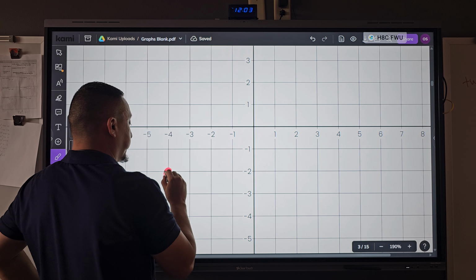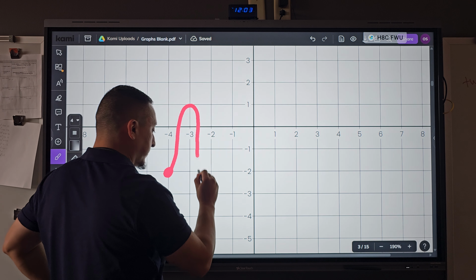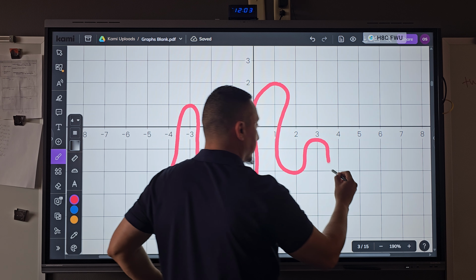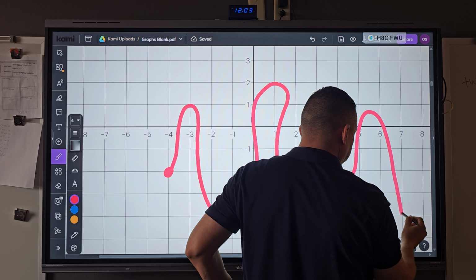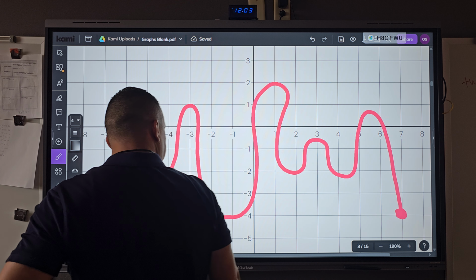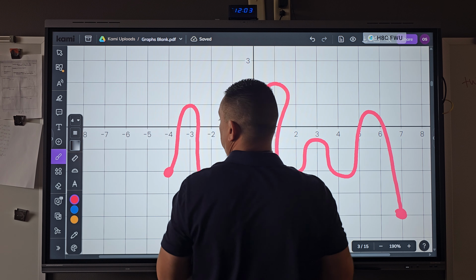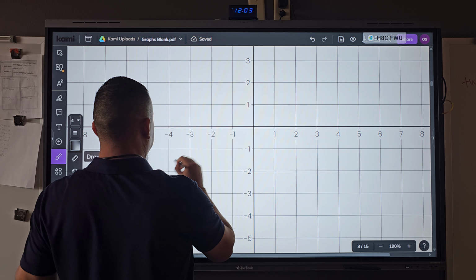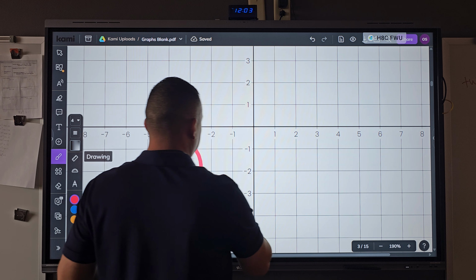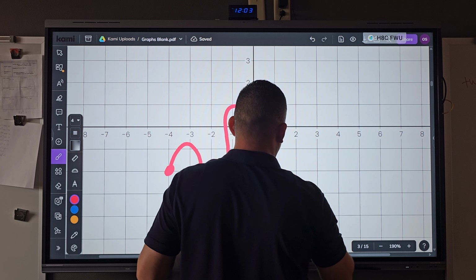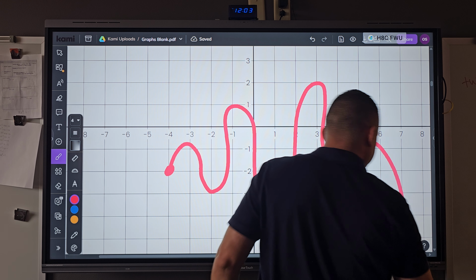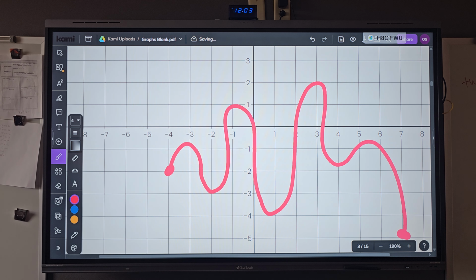Let's see this one. I didn't mean to erase the whole thing. This would have helped if I would have had some of these already before. Okay, try this one.